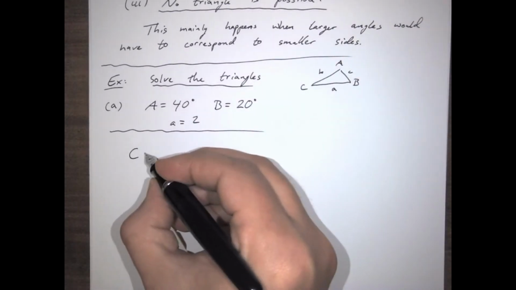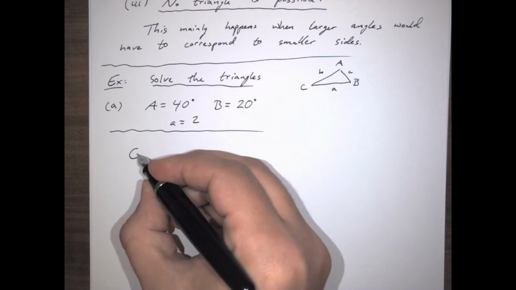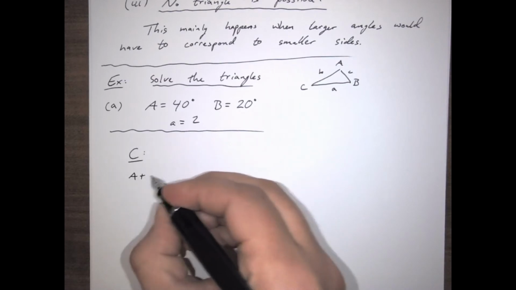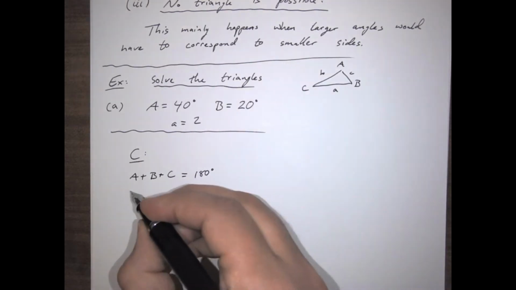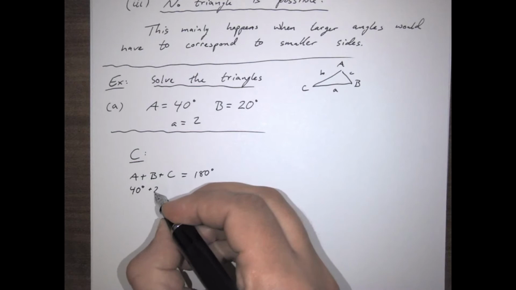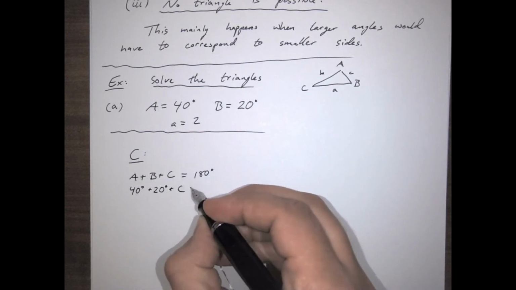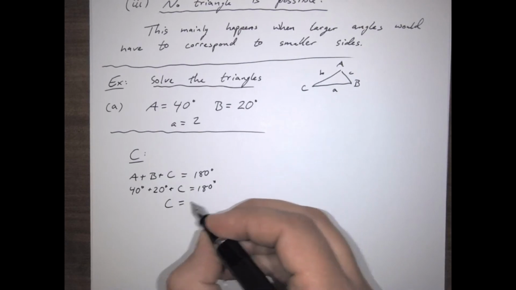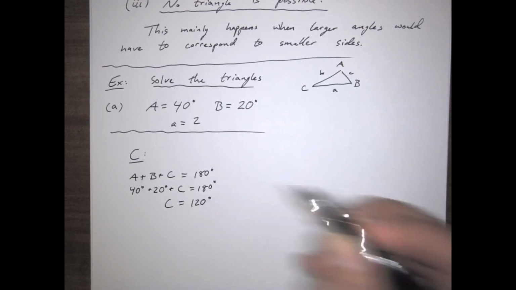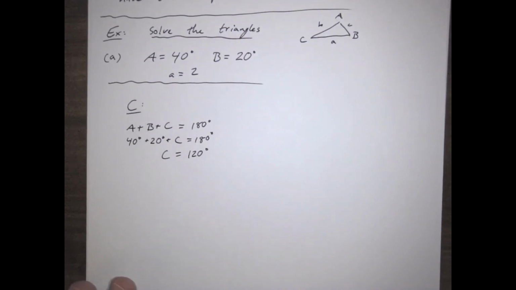So first off, C. A plus B plus C still equals 180 degrees. So 40 degrees plus 20 degrees plus whatever's left over for C is 180. So 40 plus 20 is 60, which means C equals 120. Okay, we didn't have to use the law of sines to find that, which is nice. You never want to be in the case where you have to use the law of sines to get an angle. Sometimes you have no choice, but it's not pleasant.